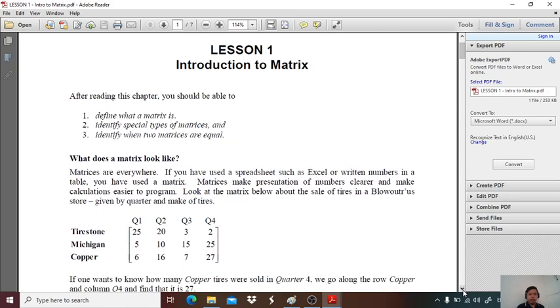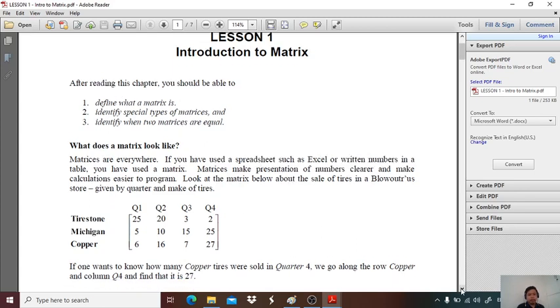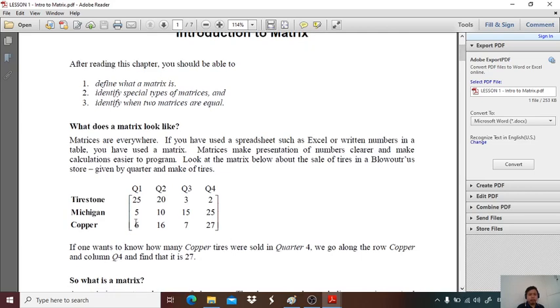Matrices are everywhere. If you have used an Excel program or written numbers in a table, you have used a matrix. Matrices make presentation of numbers clearer and make calculation easier to program. Look at the matrix below. This is the sale of tires in a tire store, given by quarter and make of tire. This is an example of a matrix.